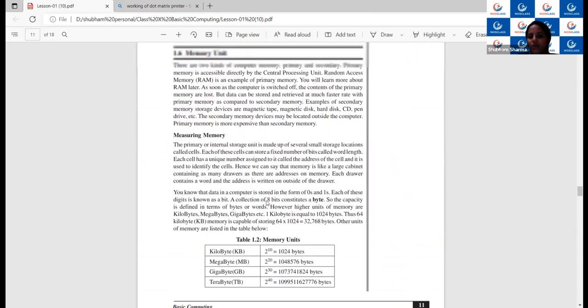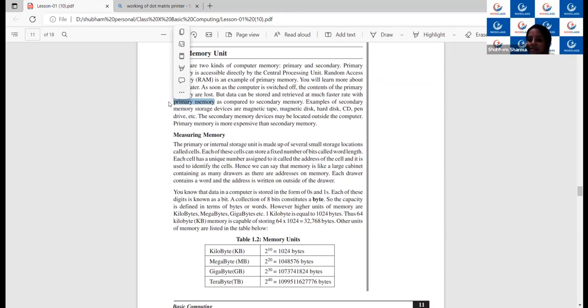So, we'll have a brief idea of what a memory unit is, so that we can cover it as soon as we can. There are basically 2 kinds of memory, primary and secondary. Primary memory is accessible directly by the CPU. So primary memory is in direct contact with the CPU. Random access memory is an example of primary memory. As soon as the computer is switched off, the contents of the primary memory are lost. If your work is not saved, then as soon as your computer is switched off, the contents also get lost, right? But data can be stored and retrieved at a much faster rate with primary memory as compared to secondary memory.